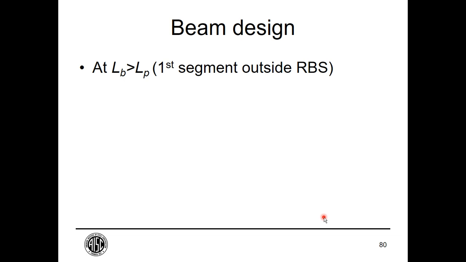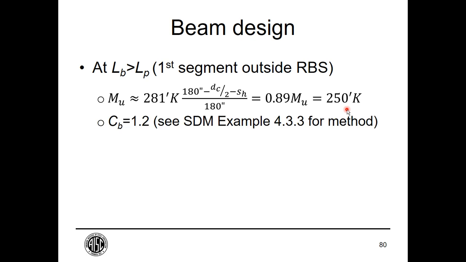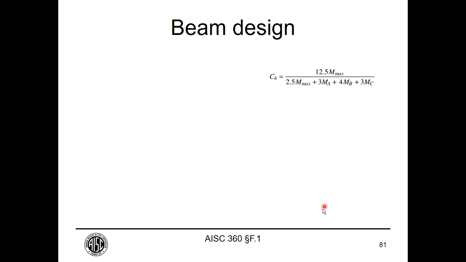For the first segment outside the RBS, we're going to look at lateral torsional buckling, since our L_b is greater than L_p. This is approximately the moment that we have in that segment, 250 foot-kips. C_b is 1.2. I'll refer you to the seismic design manual example to show how we get that. And it turns out that we're fine there.